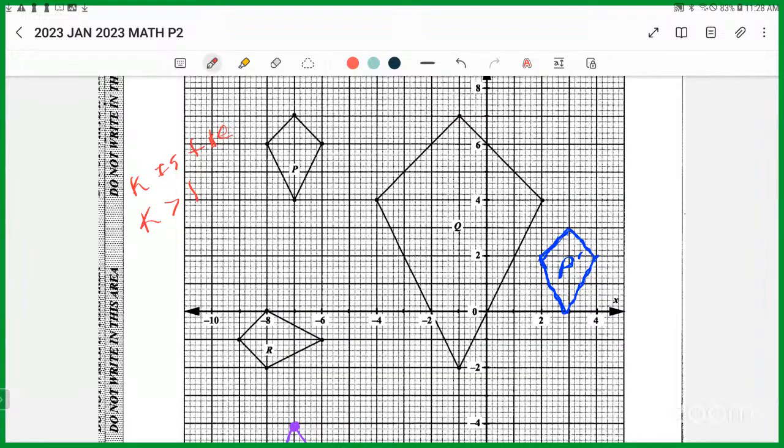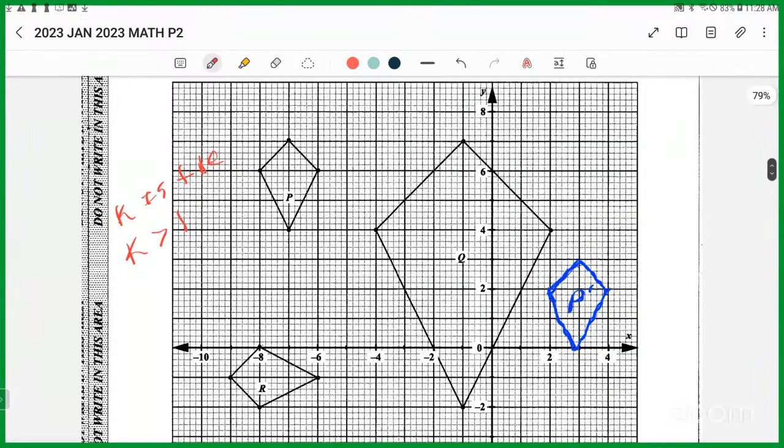So we can check what the multiple is. And we can just use any dimension to check it. So for example, this piece across here is 2 units. The corresponding piece across here is how many? 1, 2, 3, 4, 5, 6 units across. From 2 to 6, you have to multiply by 3. So the scale factor is 3.